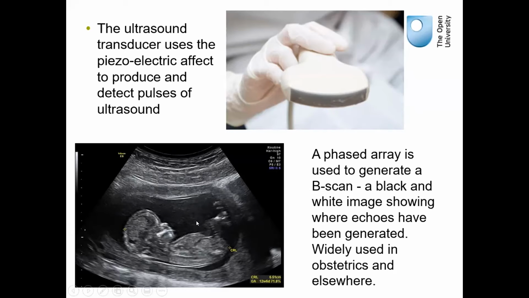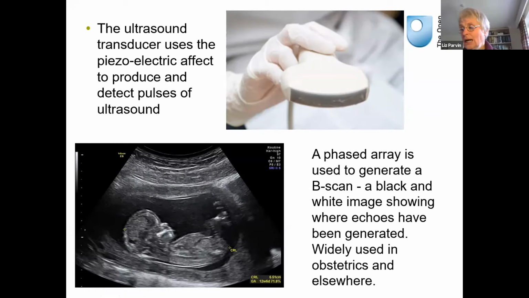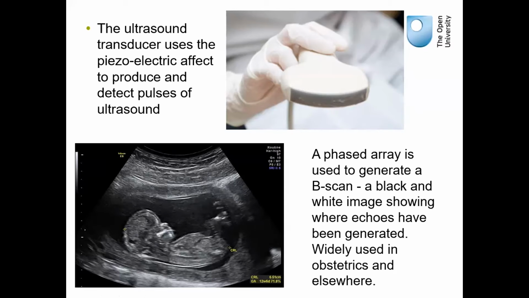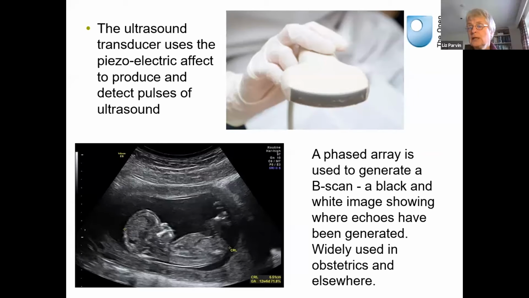And you can see what this is. It's a fetus in utero, and ultrasound is widely used for that, but it also has an enormous number of other uses for soft tissues: kidneys, livers, hearts, prostates, ovaries, any soft tissue. It's very, very useful for.